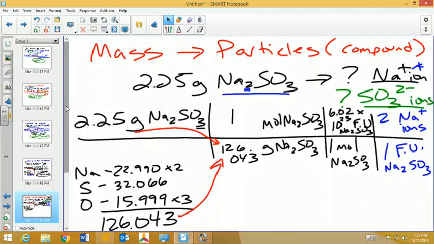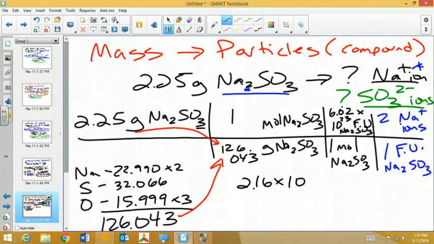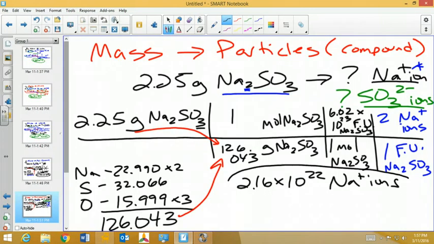And now I would make my multiplication. 2.25 times 1 times 6.02 times 2 divided by the numbers on the bottom. And my answer for that is going to be 2.16 times 10 to the 22 sodium ions. That would be my first answer.